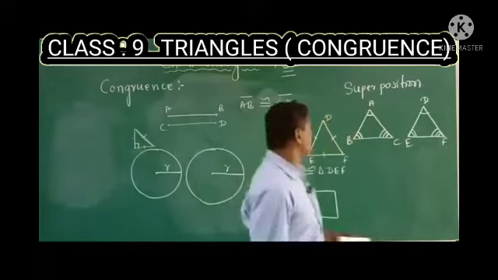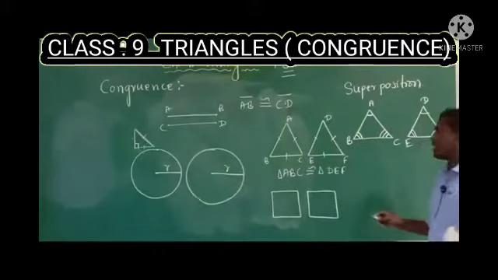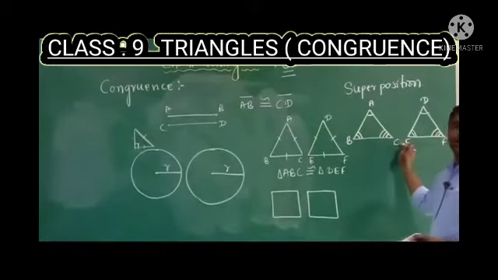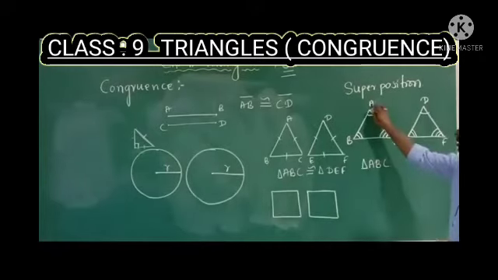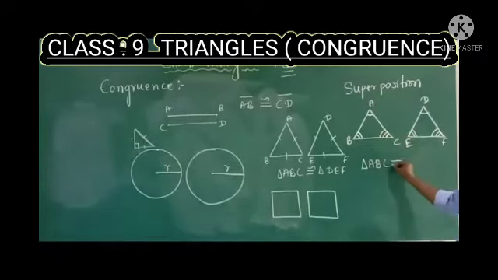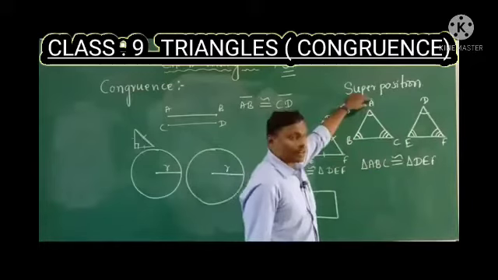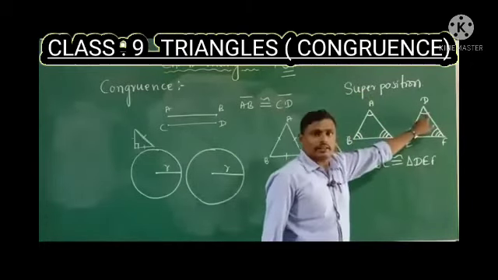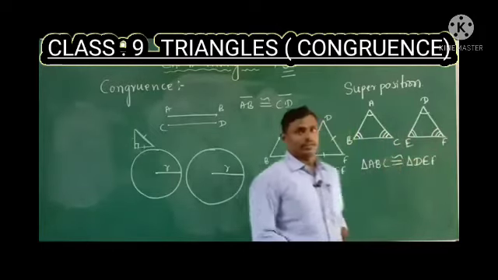So how are you going to represent congruent triangles? Whenever you represent congruent triangles, it is in cyclic order, right? For example, here I can write triangle ABC is congruent to triangle DEF, because just observe these two triangles. Angle A is exactly equal to angle D. Angle B is equal to angle E. Angle C is equal to angle F.